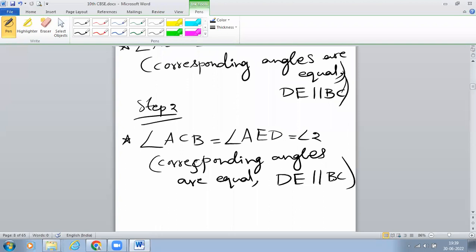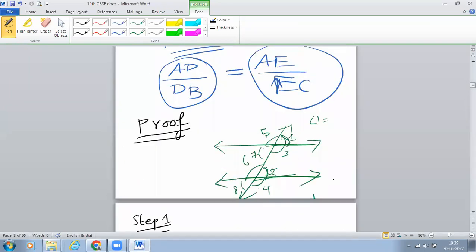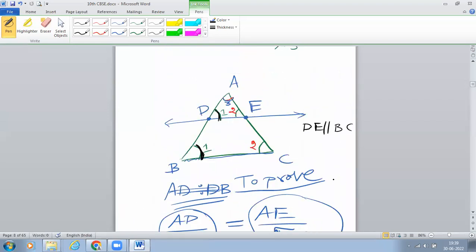Okay, completed, Amma, step 2. Now listen, I will explain what is step 2 because already we have mentioned it in the diagram. That is angle ACB, mentioned as angle 2, and that is equal to angle AED, which is also mentioned as angle 2, because these two angles are equal. They are corresponding angles because DE is parallel to BC and AC is the transversal. Are you able to understand, Ma? Yes, sir.